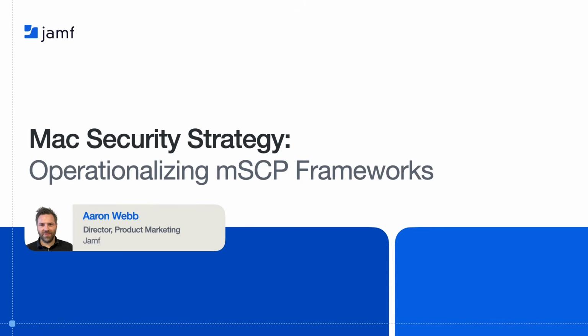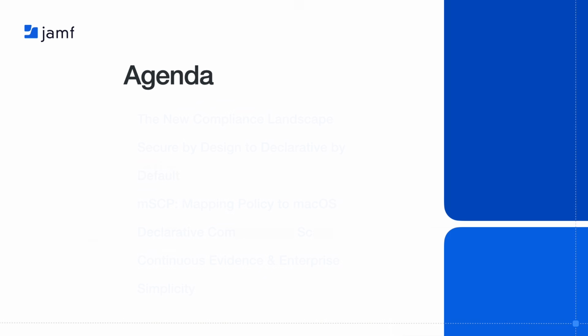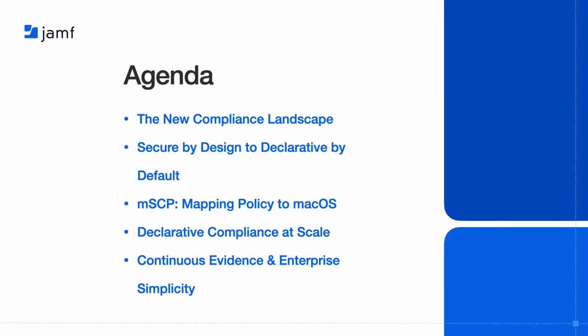My name is Aaron Webb, and I'm excited to dive into how you can scale and simplify Mac compliance in your organization. Now, Mac adoption in the workplace is accelerating faster than most traditional compliance models can keep up. And today, I'll show you how Apple's architecture, mSCP or the Mac Security Compliance Project, and Declarative Device Management or DDM, delivered via the Jamf platform, combine to create continuous, provable compliance at scale. So let's get started.